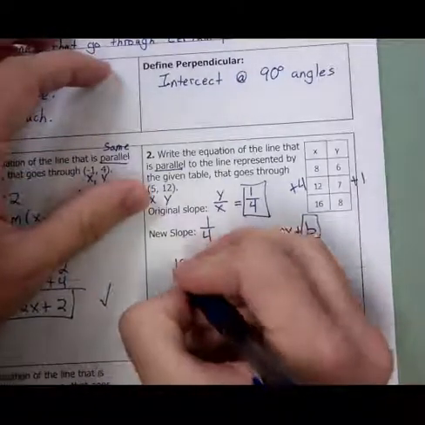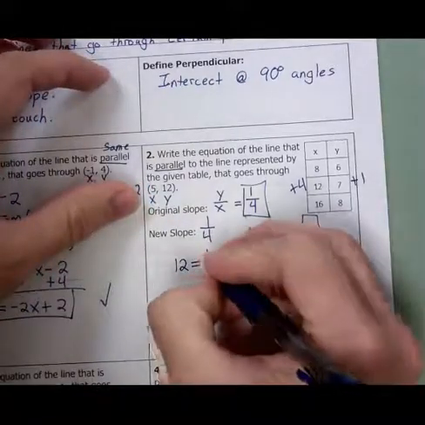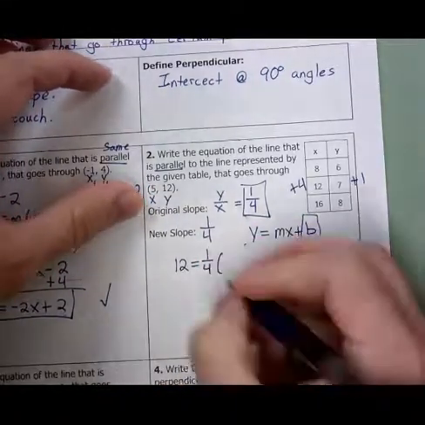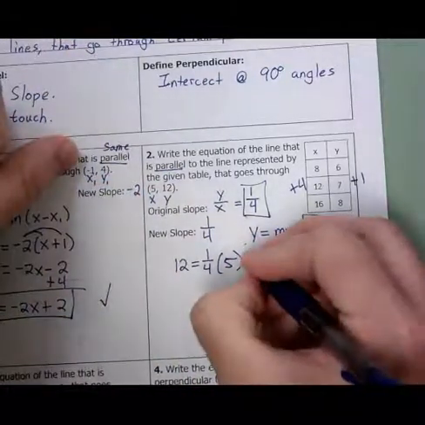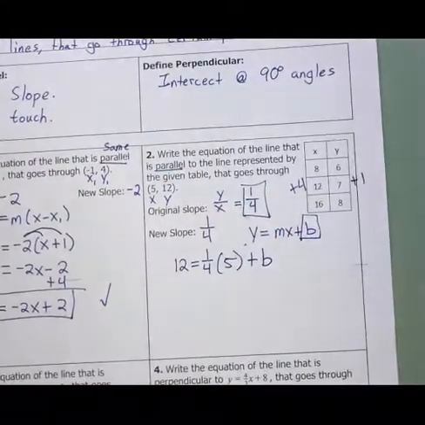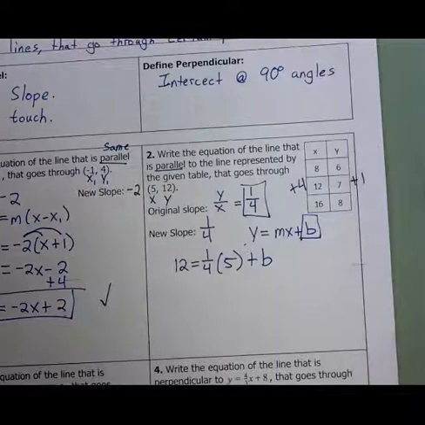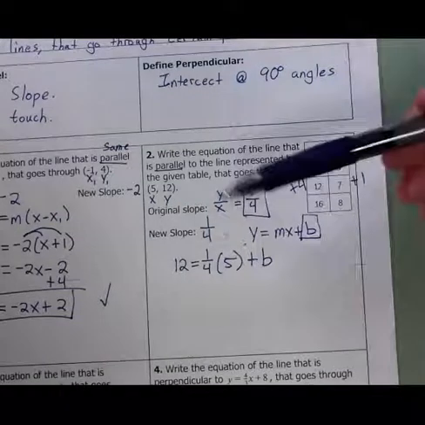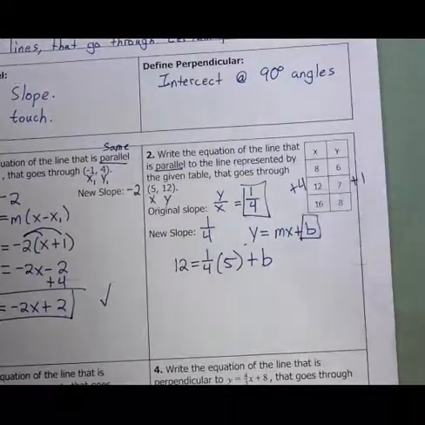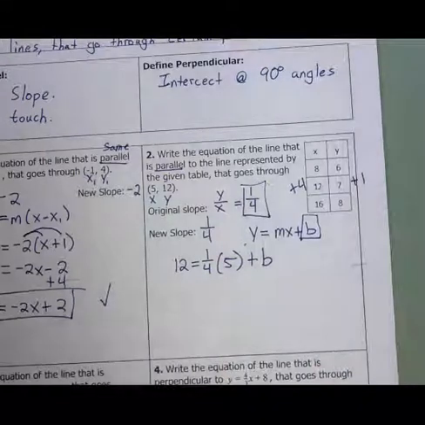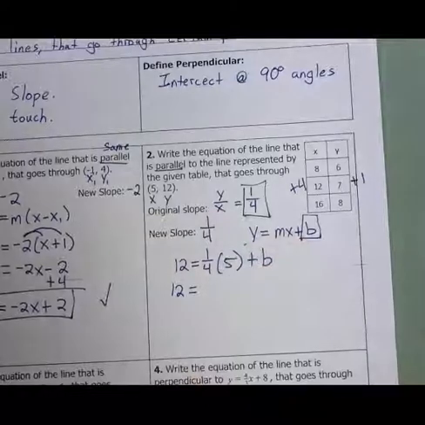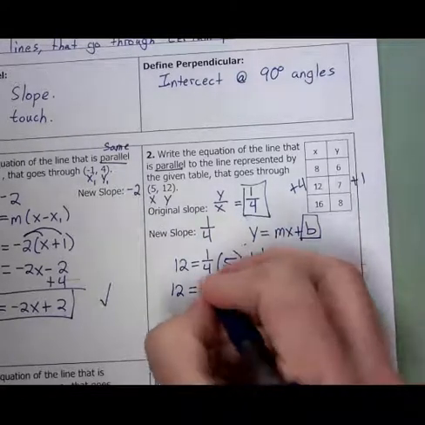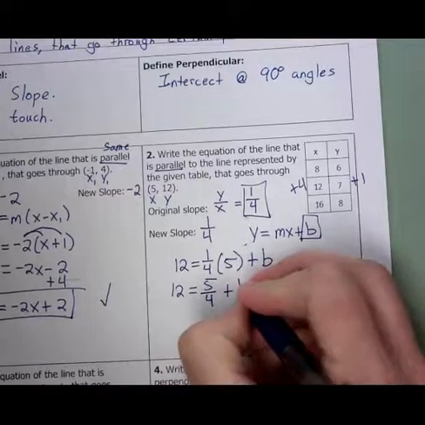So my y value is 12, my m value is 1/4, my x value is 5, and I need to solve for this b out here. Right. 1/4 times 5. Remember what I've told my classes? Fractions are just simple as multiplying and dividing at the same time. So we're going to multiply by the top number and then divide by the bottom number. All right? So 12 equals 1 times 5 is 5. 5 divided by 4 is 5 over 4. It does not reduce, plus b.